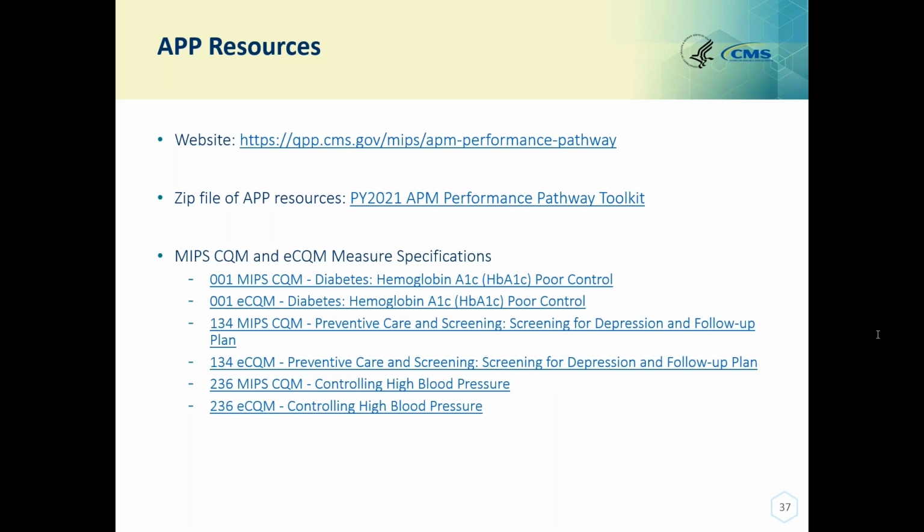It could also be the case that you might have, say, a large ACO with very many TINs, and it earns a respectable but average score, and you might have one fantastic TIN in that group that looks at the score and says, our promoting interoperability score is way higher than everyone else. Our quality performance is way higher than everyone else. We think we can earn more money in MIPS by reporting ourselves. And so they might choose to report the APP as a group because they're going to earn a slightly higher score and be able to get a higher MIPS adjustment that way.